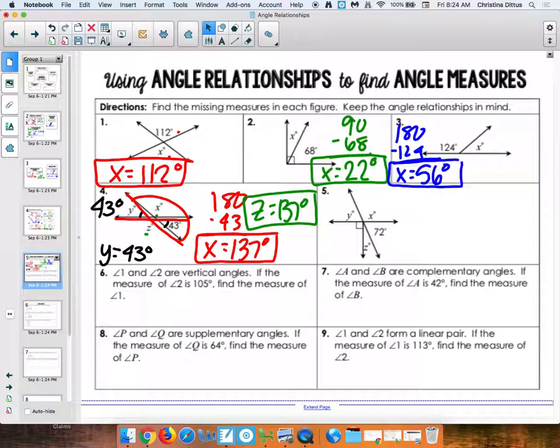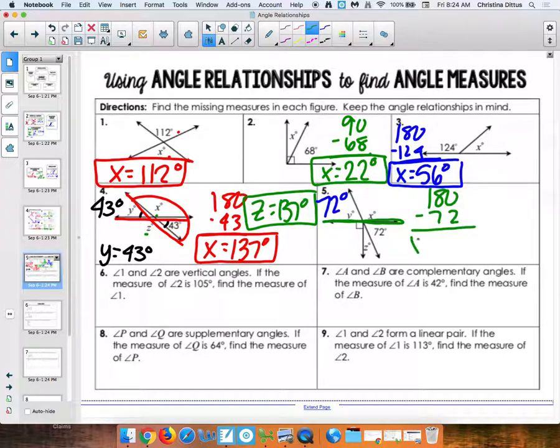Okay. Y is probably the easiest one to start with. How much is y? 72. Let's do x next. How do I find x? Subtract 72 from 180. Good. This is a line right here. They form a linear pair. 180 minus 72 gives me 108. Good. So x right here is 108 degrees.